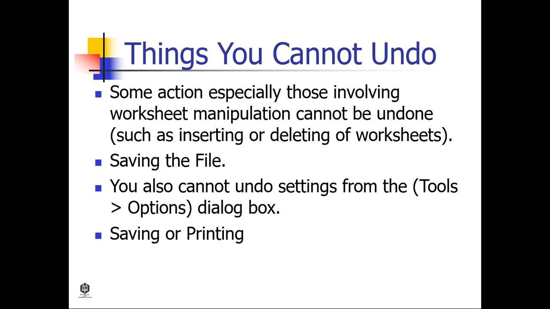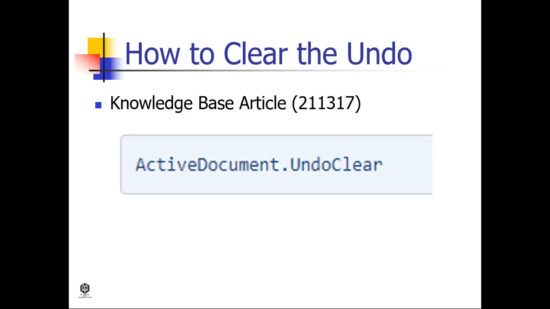How about the things you cannot undo? Some actions, especially those involving worksheet manipulation, cannot be undone, such as inserting or deleting of worksheets. Saving the file. You also cannot undo settings from the Tools then Options dialog box, and saving or printing.